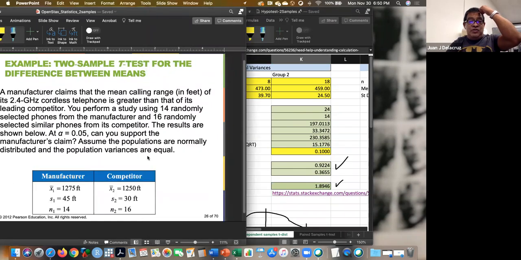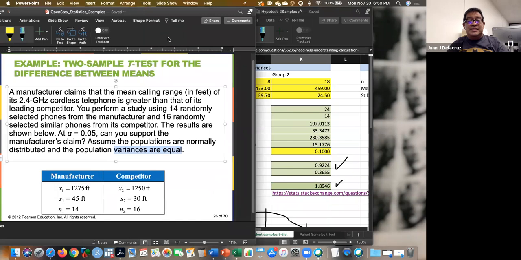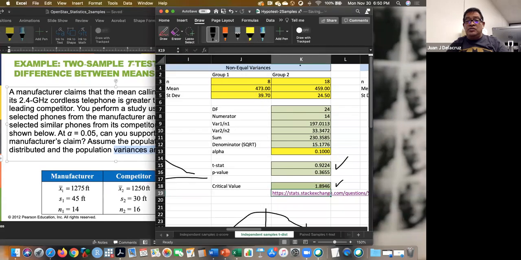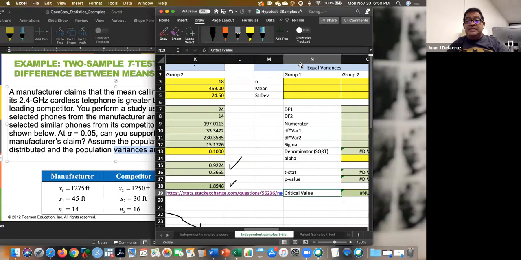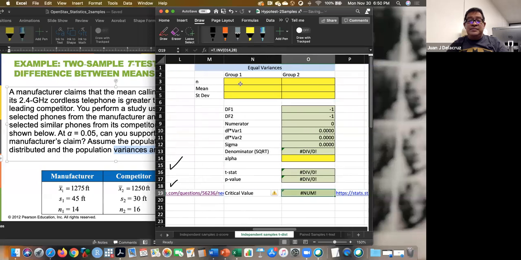So we can have another case when we have equal variances. So in this case, equal variances. So we can use the next case, equal variances. So also we need the sample size, the mean, the standard deviation. So all the formulas are here.